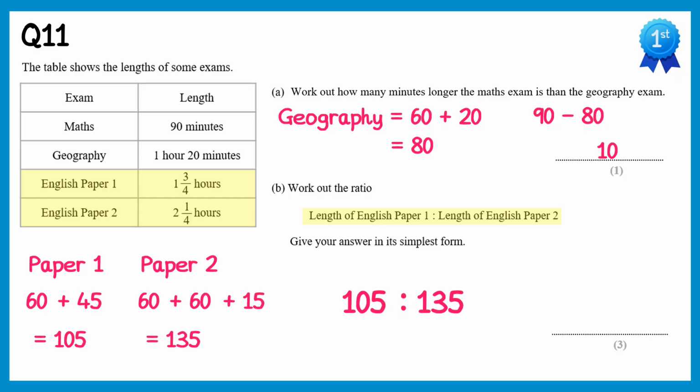But the question does say give it in simplest form. So what we're going to do is divide both of these numbers. You can divide them both by 15. If you divide the 105 by 15, you'll get 7, and if you divide the 135 by 15, you'll get 9. Now I suspect some people may not spot you can divide these by 15, but you could also divide them by 5 and then 3 for example, and you'll still end up at the same answer. So the answer is 7 to 9.